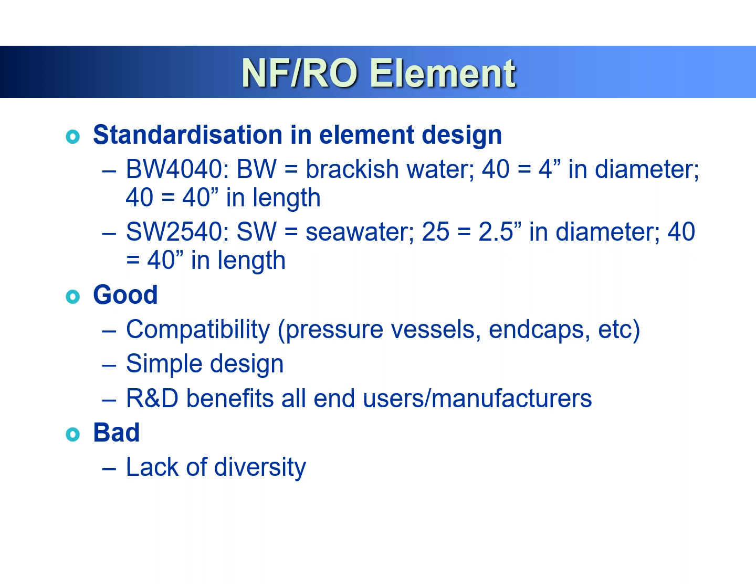So depending on your water capacity, we can select 8 inches, 4 inches, or 2.5 inches in diameter, and mostly the length is very similar, 40 inches, 1 meter of length, and this can be a basic element. So compatibility is high, including the pressure vessel and cap, and every company follows this strong compatibility standard, so we can utilize any different membrane element to operate your RO membrane processes. The simple design also means research and development benefit all end users and manufacturers. The bad thing is the lack of diversity. So in the future we can improve the diversity of different elements.